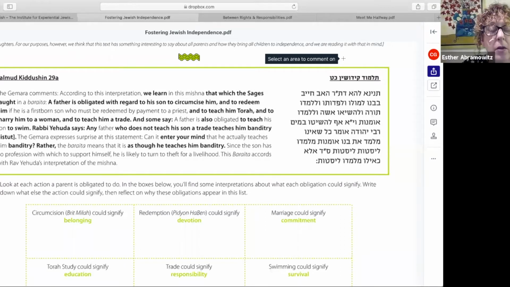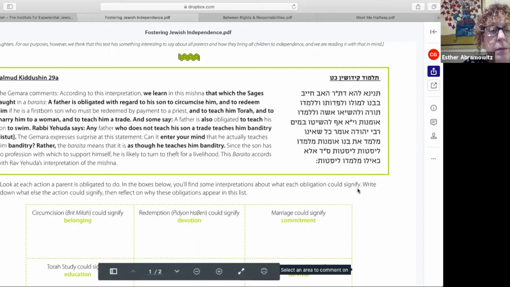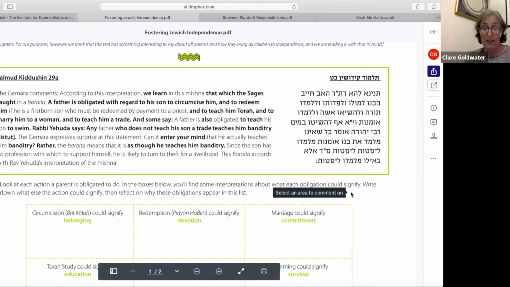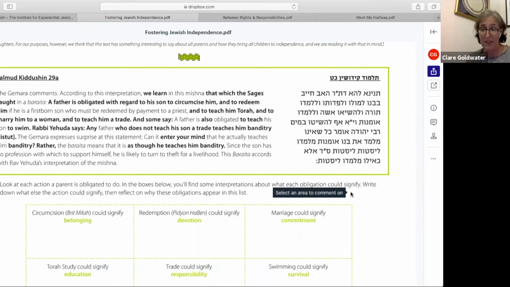Well, it's a parent preparing their child to be independent. Correct, exactly. So there's an interesting collection of things on this list to be independent. Anything surprising to you? What are the things that are obvious, that of course you have to teach your child or do for your child? What would be obvious to you? Not to be a thief. A trade. To teach your child a trade.